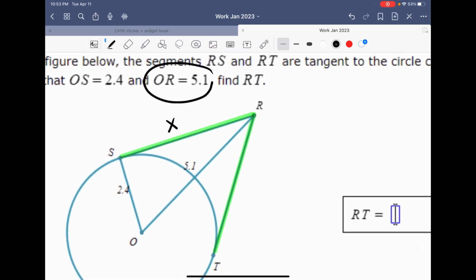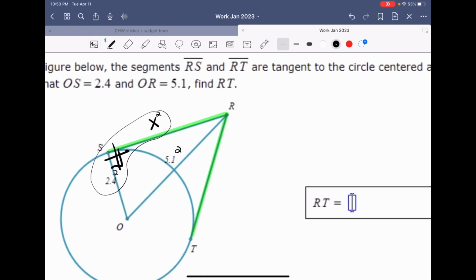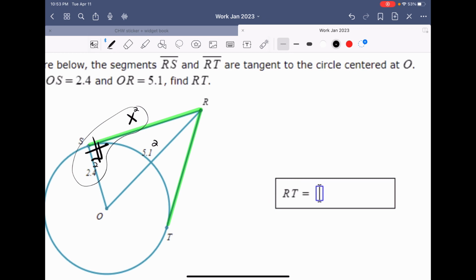The important part is that OR, so from the middle all the way to R, it is 5.1. Okay, it's not a piece, it's the whole thing. And then this side is 2.4, so that's good. We're going to put a 90 degree. We're going to add. So we're adding these two. They do have to be squared. And then we're just going to follow the math. So x squared plus 2.4 squared equals 5.1 squared. And then you just got to solve. So multiply and multiply.